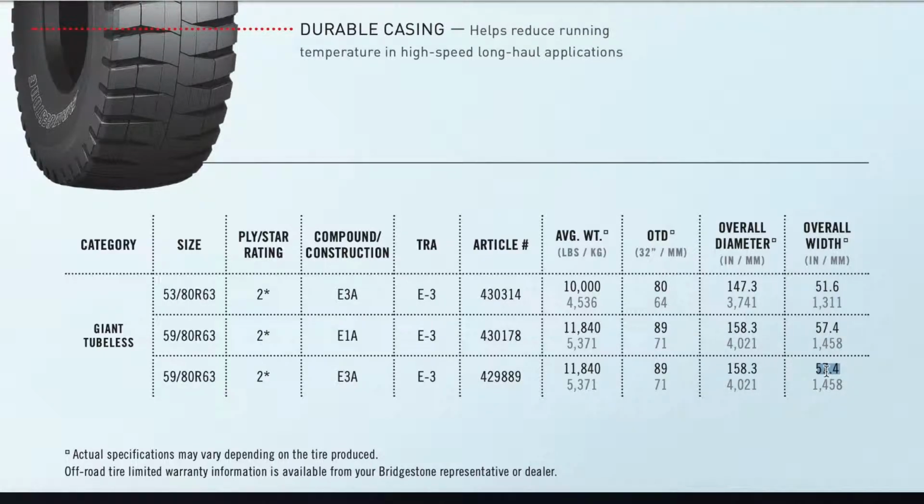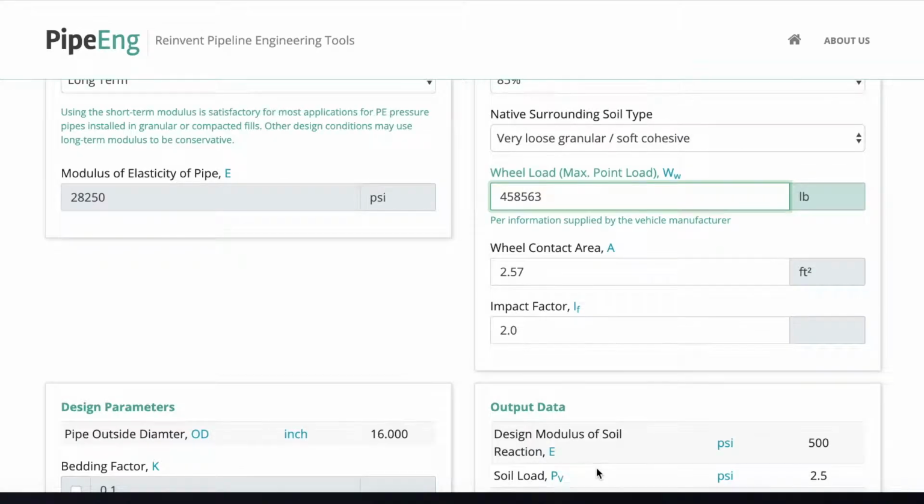We need 57.4 inches times 2, and also the length of the footprint. This is determined by many factors, like how heavy the truck is and what the pressure in the tire is. But what I typically do is assume roughly half of the overall width for the length, as an average number to calculate the wheel contact area. So let's come back to the calculation tool here.